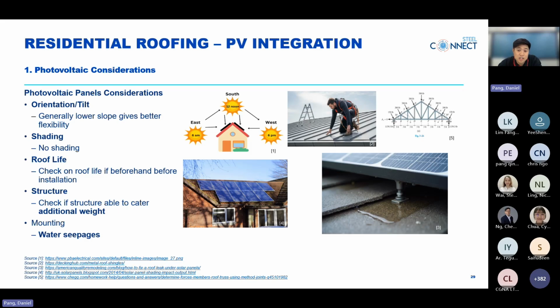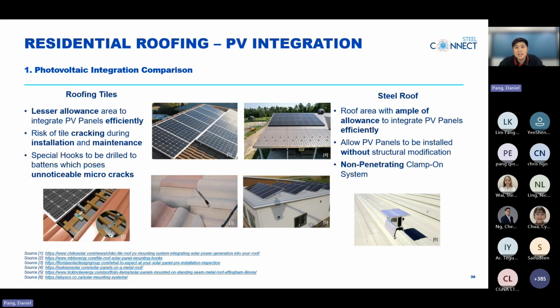And next is the structure. PV panels add additional weight, and we must account for that in the truss design. And lastly, the mounting. Adding PV panels may introduce water seepages to the roof. Choosing the right roof can mitigate this. Now we see how to integrate PV panels with roof tiles and steel roof.